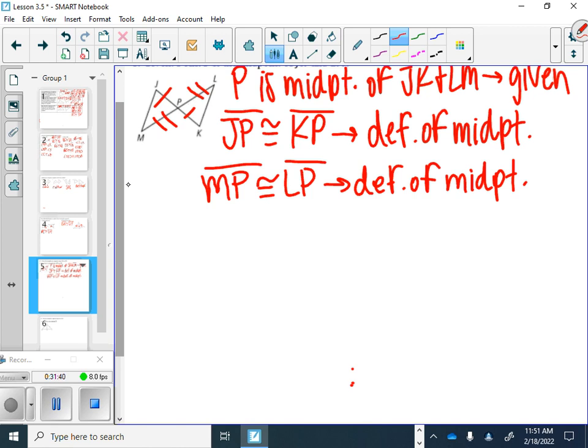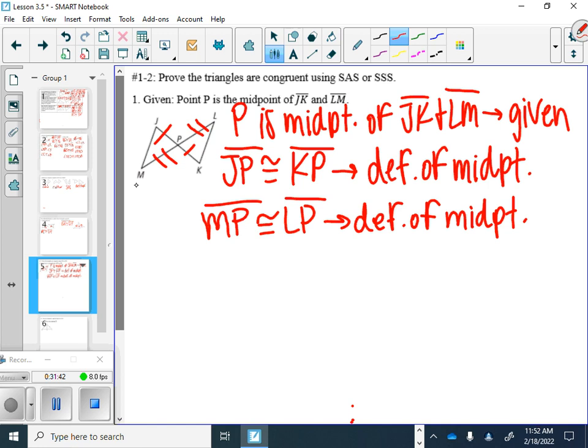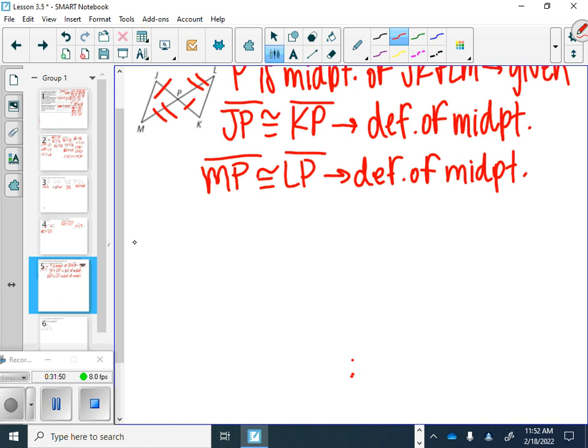Okay? There's nothing in this problem. That given statement's not helping me. It helped me figure out those two sides, but that doesn't tell me anything about JM and LK. So, sounds like to me side, side, side, probably not a good bet. Which means it needs to be side, angle, side. So I need to figure out an angle that's congruent to another angle. Any ideas?